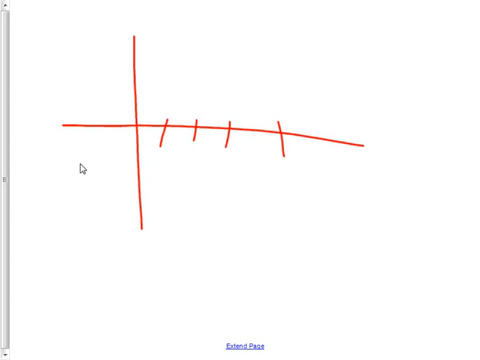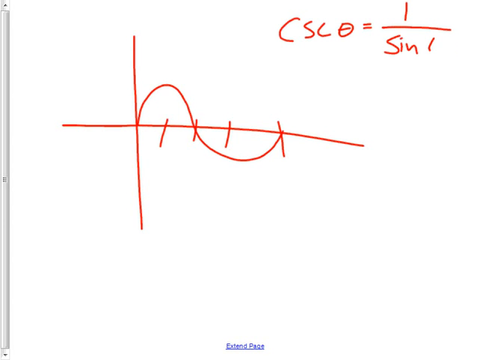Okay, so we're talking about graphing. You already know how to graph sine, and it looks something like that. Now, what about the sister to sine? Cosecant. That's the thing I'm trying to teach you how to graph today, the sister function. If that's sine, cosecant is 1 over sine. I don't know if you've got that yet, but that's how they're related. They're flip of each other.